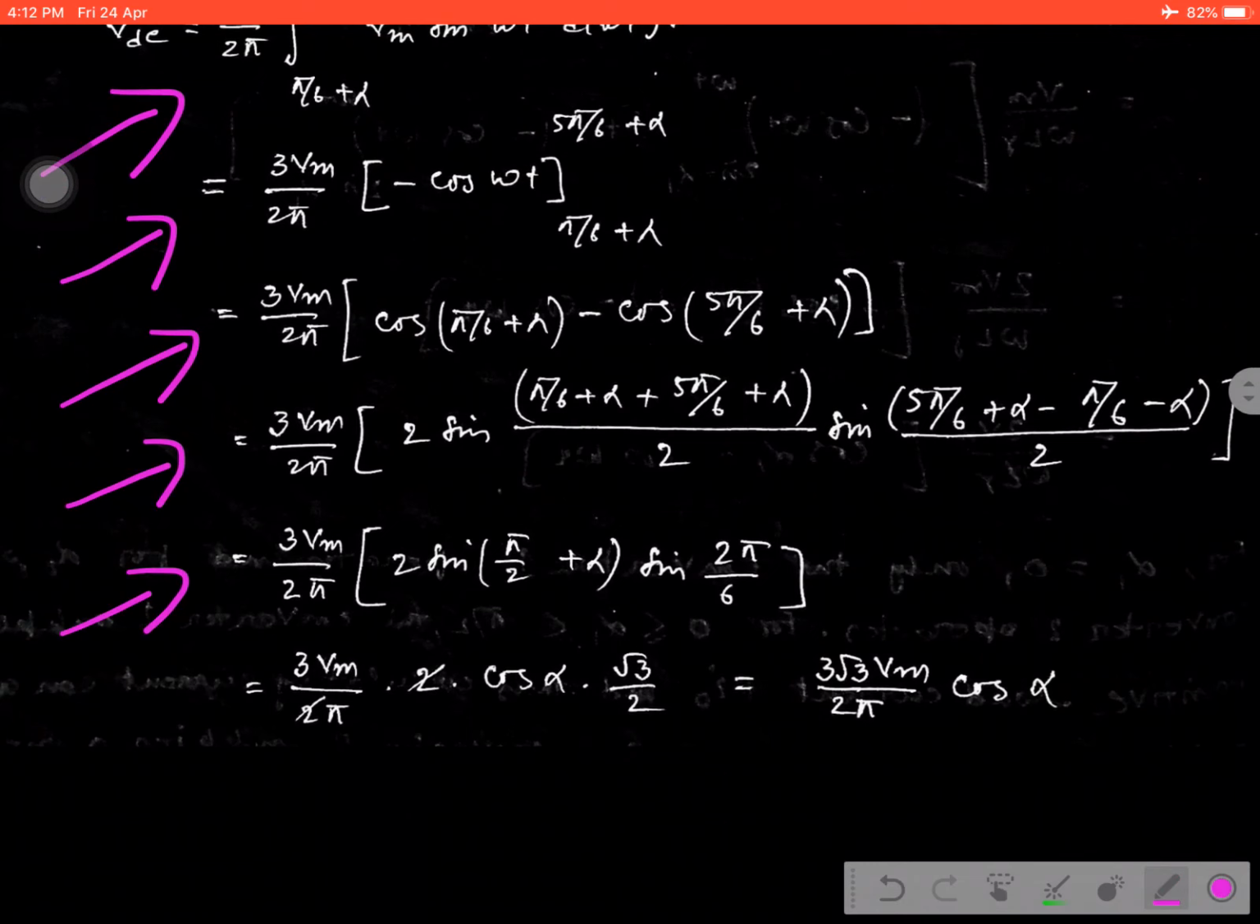This one: 3 Vm by 2 pi, 2 sin(pi by 2 plus alpha) sin(2 pi by 6). So ultimately, after simplifying further, we will get the appropriate result of DC output or average output, that is 3 root 3 Vm by 2 pi cos alpha. Okay.